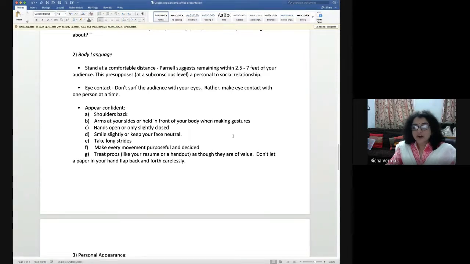Then long strides, that means you have to have a kind of long sentences or explanatory sentences, and try to convey it through a proper gesture so that you can explain the things in a proper manner. Make every movement purposeful and decided.